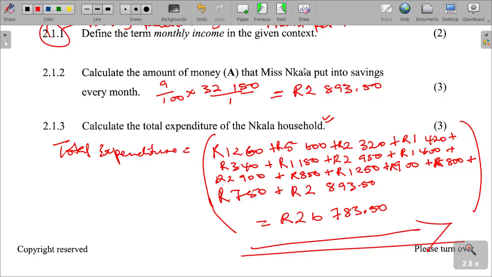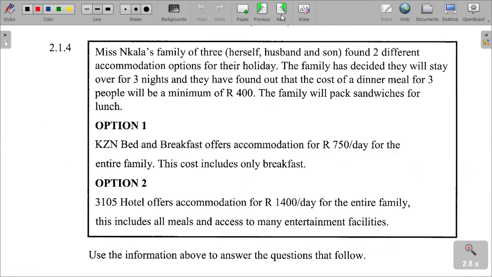So we go to the next question. Miss Ngala's family of three, herself, husband, and son, found two different accommodation options for their holiday. The family has decided they will stay over 3 nights, and they found out that the cost of a dinner meal for three people will be a minimum of 400 rand. The family will pick sandwiches for lunch.